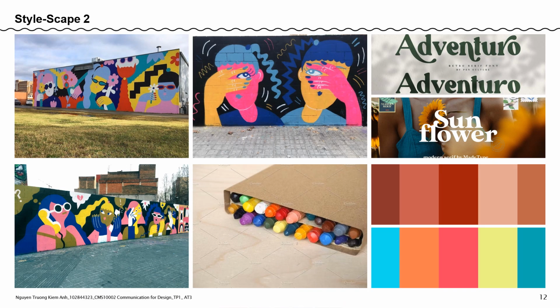This is my second stylescape, and it is more environmental, mainly filled with illustrations of people. It looks like kids' drawings to me, doodle-like. The fonts I decided to go for this one are Adventure and Sunflower, and the colors will be neutral and bright. For the artistic style, here I'm using crayon.